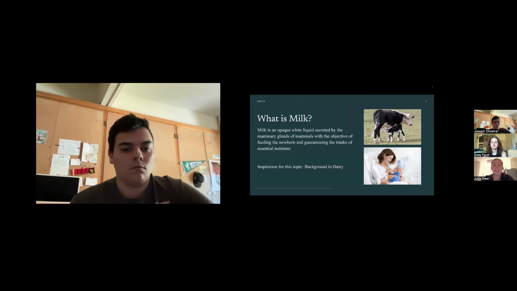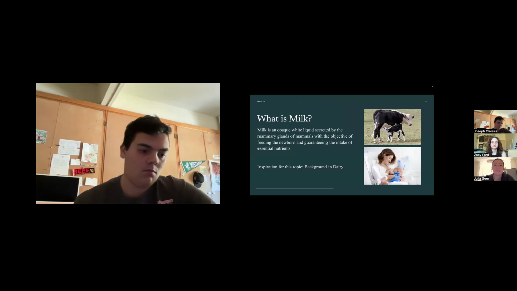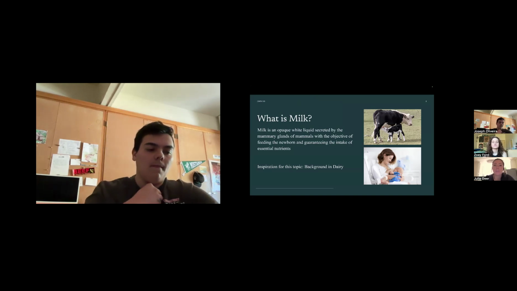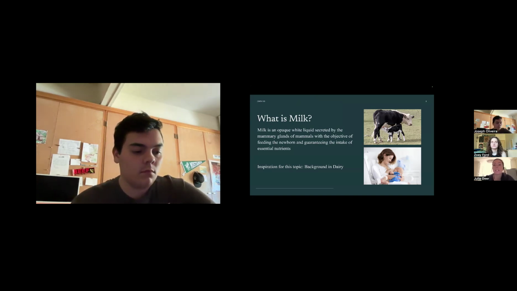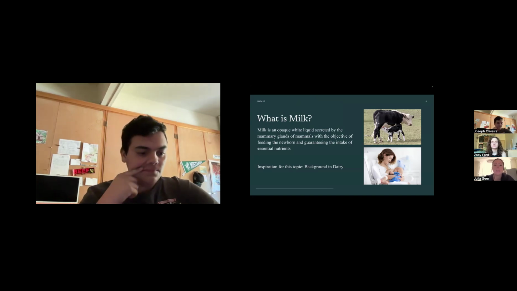So, what is milk? Milk is an opaque white liquid secreted by the mammary glands of mammals with the objective of feeding the newborn and guaranteeing the intake of essential nutrients. Additionally, it has a chemical composition that is quite complex and can be affected by factors including climate, stage of lactation, and the cattle's age, health status, diet, and breed.